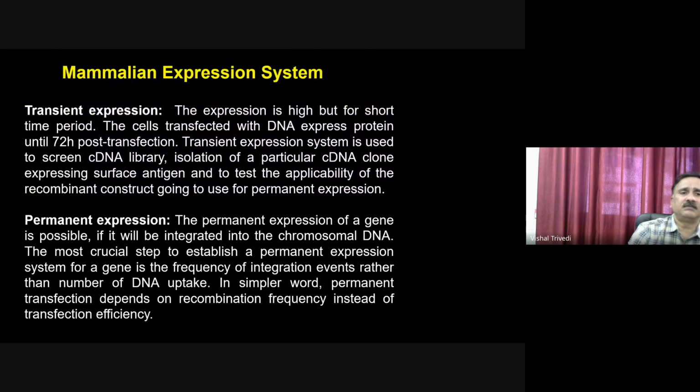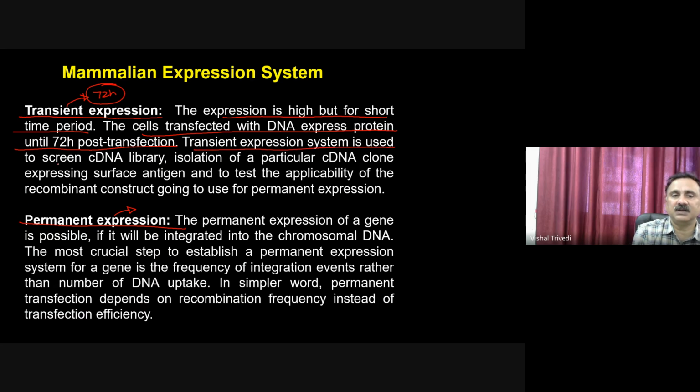The mammalian expression system could be a transient expression or it could be a permanent expression. Transient expression means it will last for 72 hours since you have done the transfection, while in permanent expression the gene is integrated into the genome, and that's how you can have permanent expression. The expression is high in the case of transient expression, but it is short-lived, right? So the cells transfected by DNA express the protein for 72 hours.